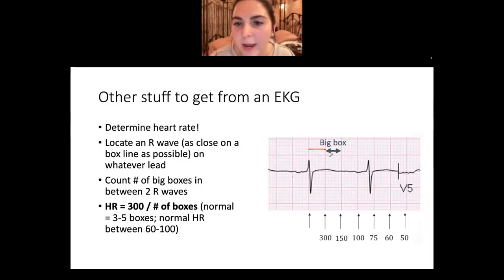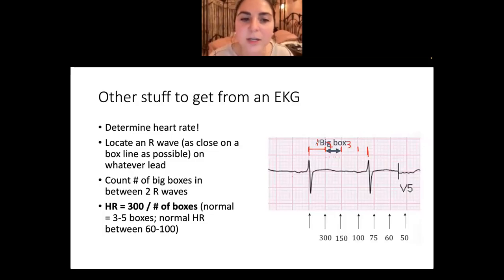I know there's some ways where you can count these little tiny boxes in between the big boxes. I find this way just works just as well. So count how many of these big boxes are in between the 2 peaks of the next R wave. So here's an R wave, here's an R wave. There's 1, 2, 3, almost 4. So, like, 3.5 in this patient.